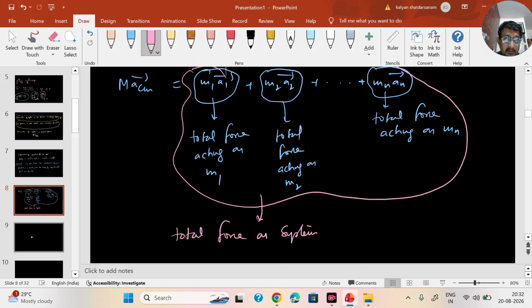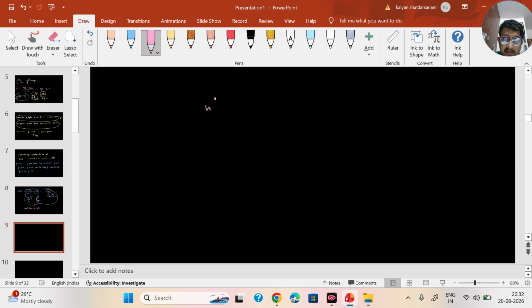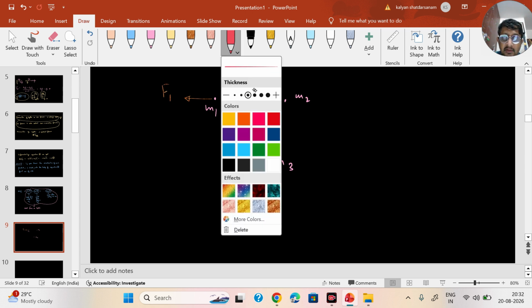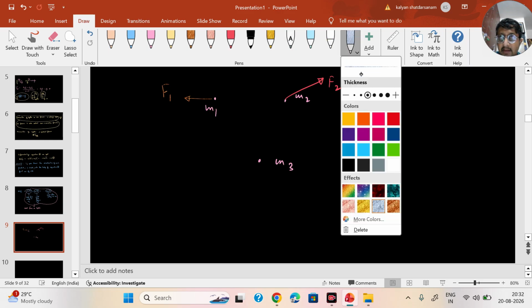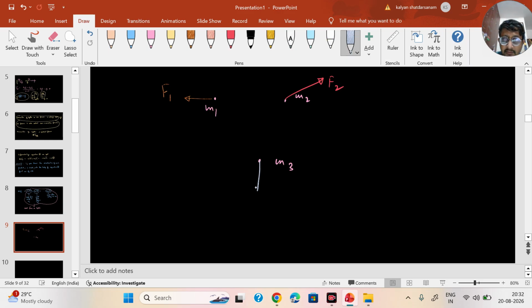So let me show some figure here. Suppose this is M1, this is M2, this is M3. Let's consider three particles. Now some fellow came and applied a force on M1, that's an external force, and some fellow came and applied a force on M2, that is also an external force, and some fellow came and applied a force on M3, that is also an external force. These are all external. Some external fellow came and is pulling these particles. But not just that, M1 could exert a force on M2. Why?